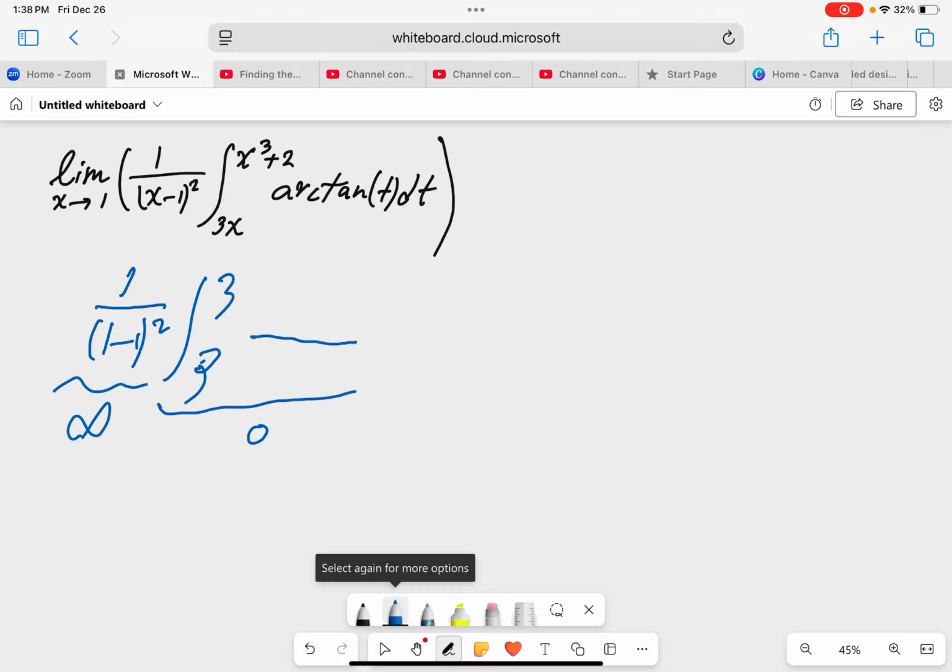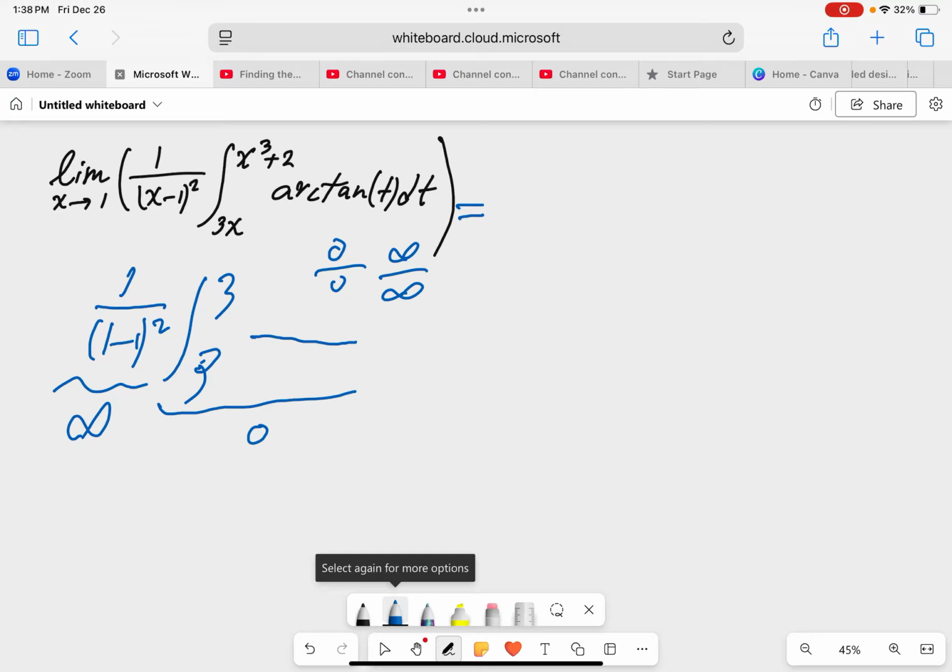So what we're going to do is rewrite this limit in a way that it can give us 0 over 0 or infinity over infinity. Remember, when you have 0 over 0 or infinity over infinity, that means you can use L'Hopital's rule. So we're going to see what we can do with this limit.